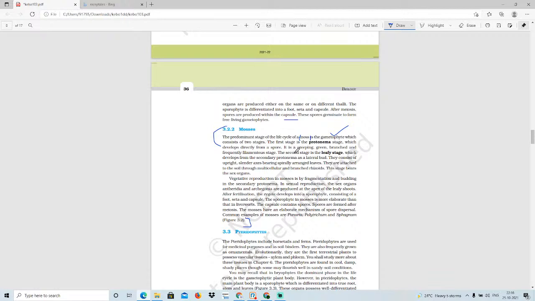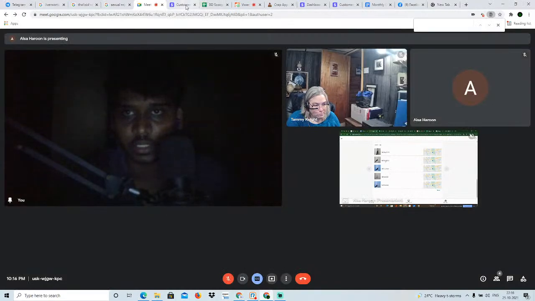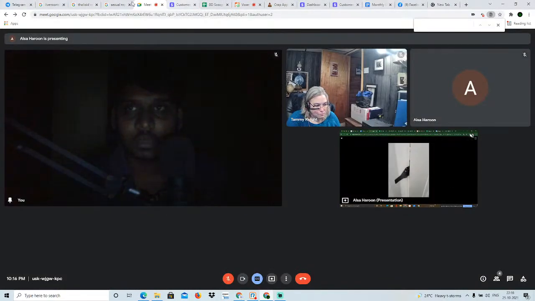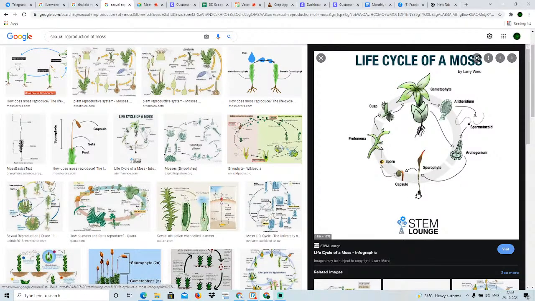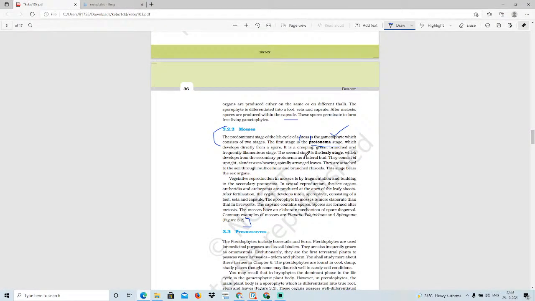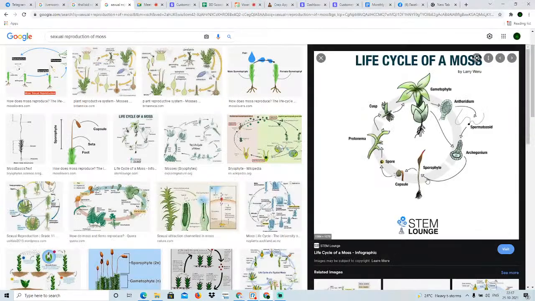So which consists of two stages. The first stage is the protonema stage, which develops directly from a spore. So here they've started from the beginning, right? I'm going to show you an image. There you go. See the protonema stage. This diagram starts from here. So the first stage is the protonema stage, which develops directly from a spore. You could see that the protonema stage develops from a spore.